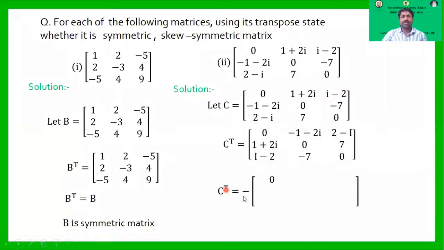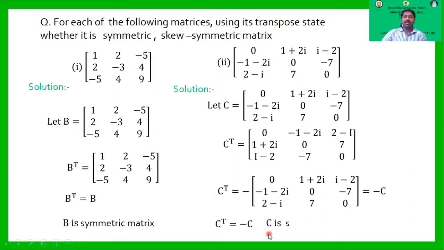Now C transpose is equal to, if we take the minus sign common from each and every element of this C transpose, then the sign will change inside the matrix. So this is 1 plus 2i, 2 minus i, that is i minus 2. So this is a minus sign as it is, and this is the given matrix C. So C transpose is equal to minus C. So C is a skew symmetric matrix, and we know that its diagonal elements are 0. So it is a skew symmetric matrix.